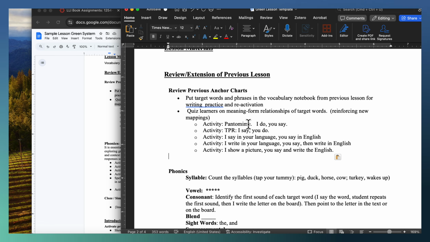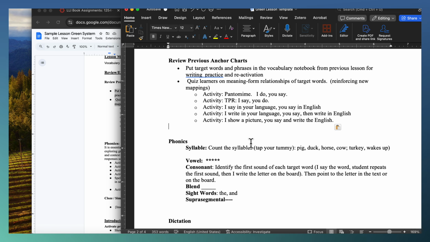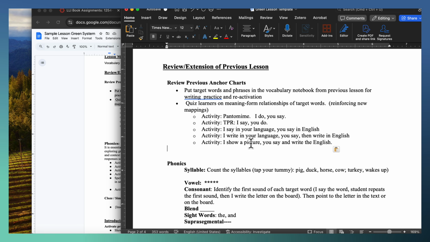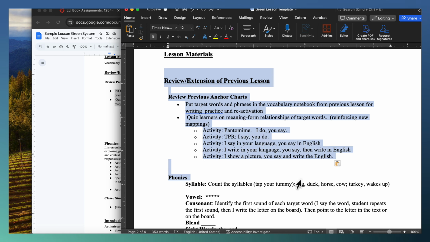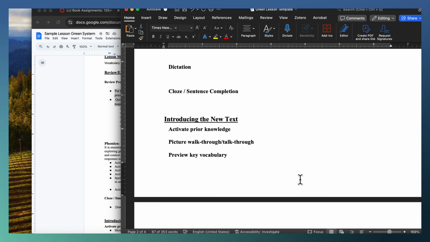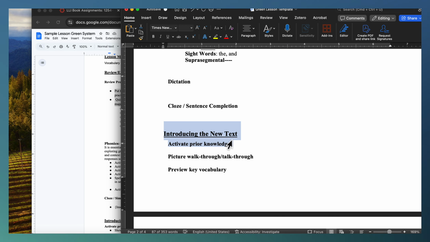And we're going to pantomime waking up. We are going to do TPR. I say wake up, you say wake up. You say cock-a-doodle-doo, I say cock-a-doodle-doo, right? That kind of stuff. These kinds of activities, all right? So this part of the lesson is looking back to book number 1. And now this part of the lesson is looking to book number 2.